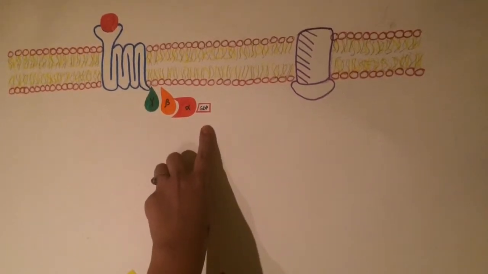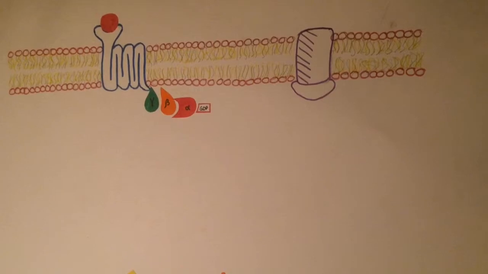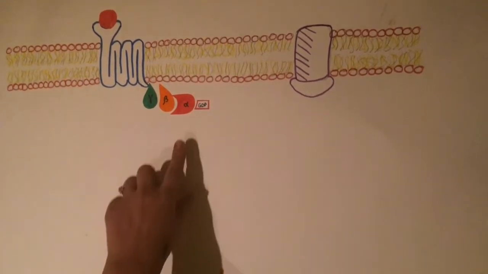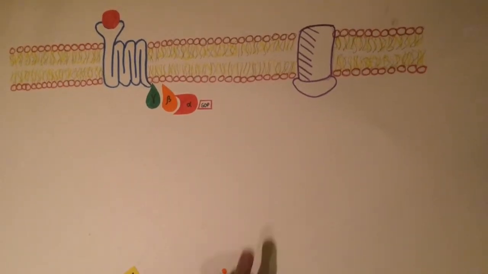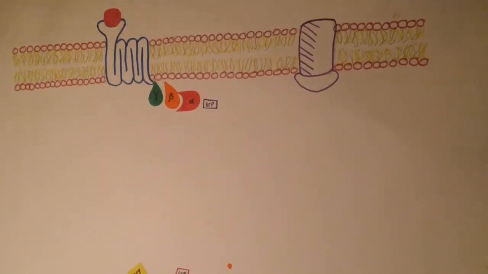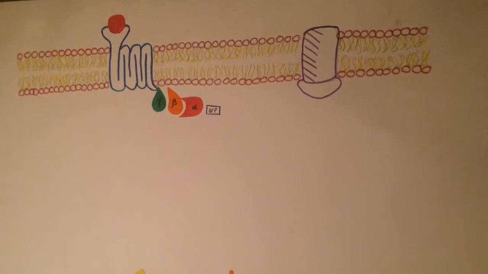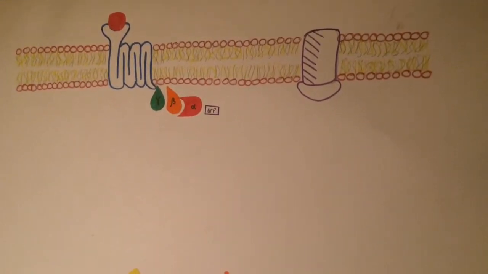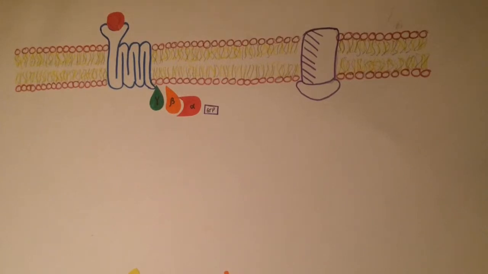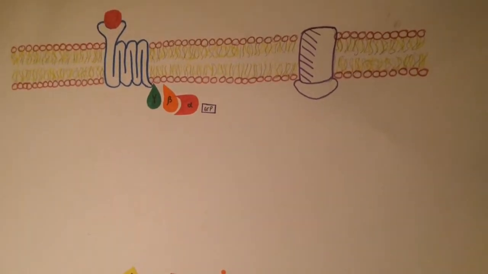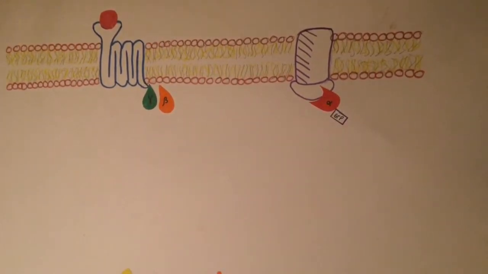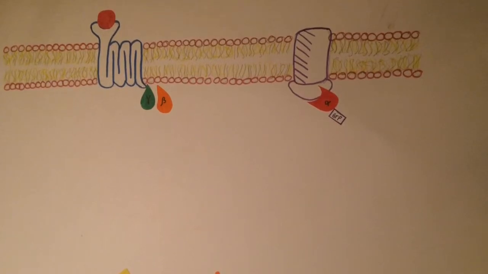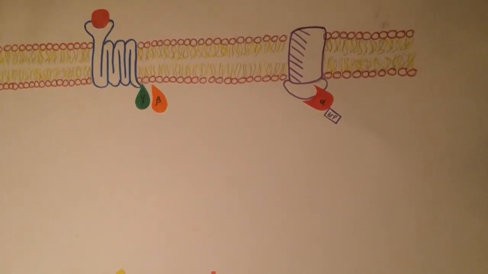The GDP, which is guanosine diphosphate, di meaning 2 phosphates, is attached to the alpha subunit. During this conformational change, GDP is exchanged for GTP, which is guanosine triphosphate, tri meaning 3 phosphates, which are located in the cytosol of the cell. The alpha subunit and the GTP then dissociate and bind to the effector protein, which in this case will be adenylate cyclase.